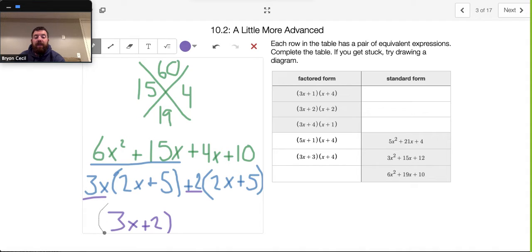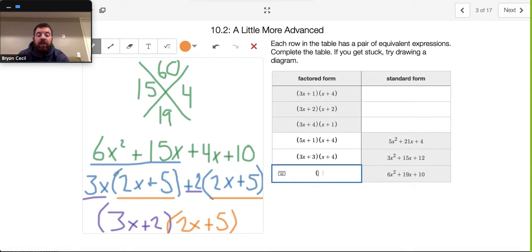Okay, and then what you do notice is, hey, I'm going to take this parenthesis that I already have, and that becomes my second factor, 2x plus 5. So you can use either method, the area or this method. It does not matter which one you use.